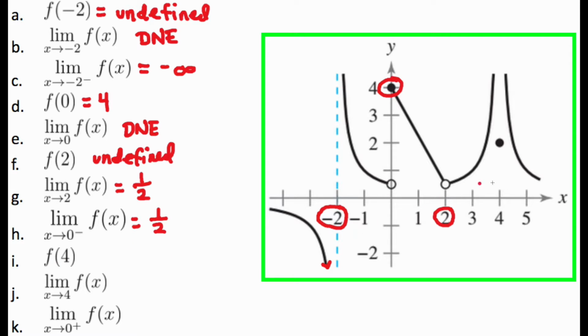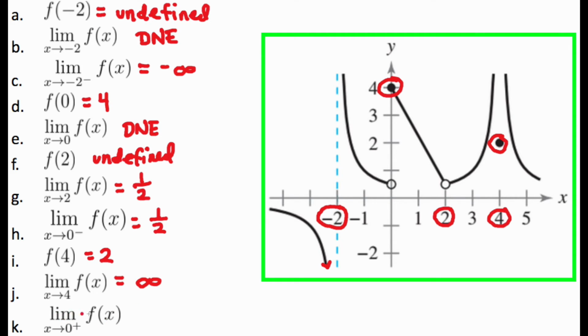Okay, f of 4, well, here's 4 right here. Where the function is actually defined is right here. So that looks like it would be 2. Okay, limit of f of x as x approaches 4 from both sides. From the left side, it looks like we're going to positive infinity. From the right side, it looks like we're going to positive infinity. So they match on both sides for positive infinity. So this is just going to be infinity.